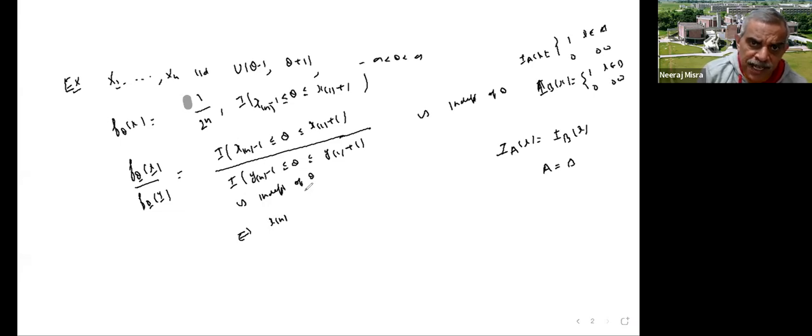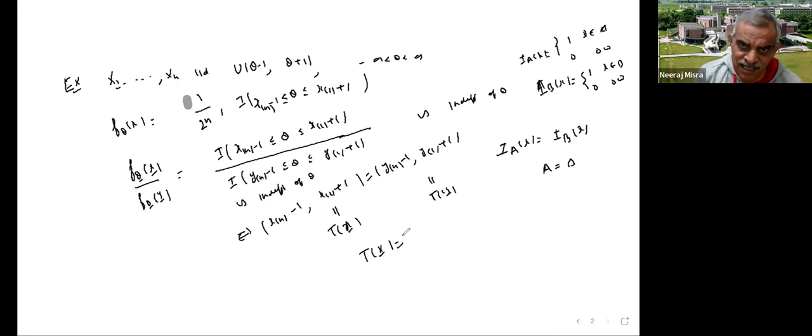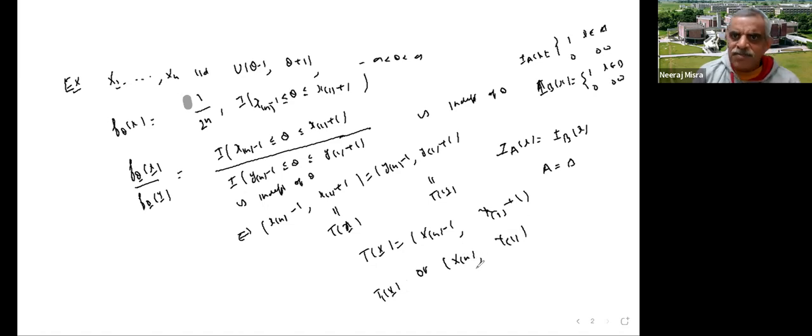if and only if the intervals are the same, so that means their endpoints are the same, x_n minus 1 and x_1 plus 1 same as y_n minus 1 and y_1 plus 1. I can call this T(x) and this T(y). So my sufficient statistic is x_n minus 1 and x_1 plus 1, or even x_n and x_1, is also minimal sufficient because the two are one-to-one functions.